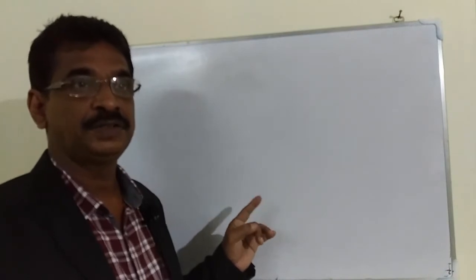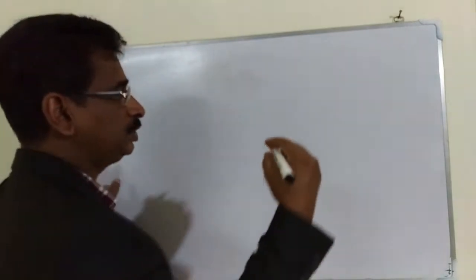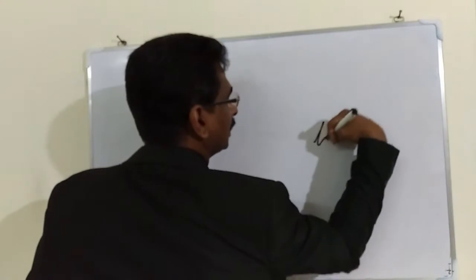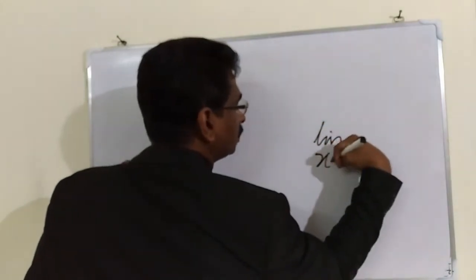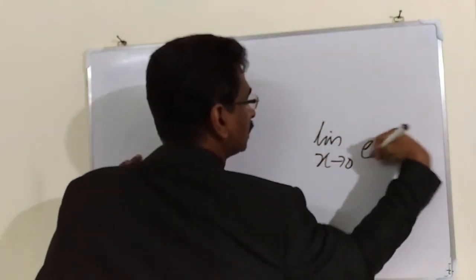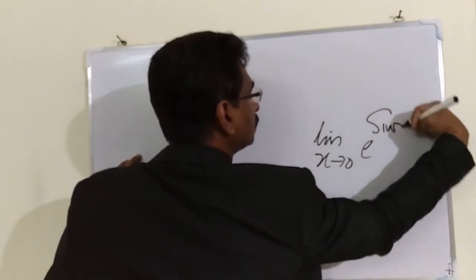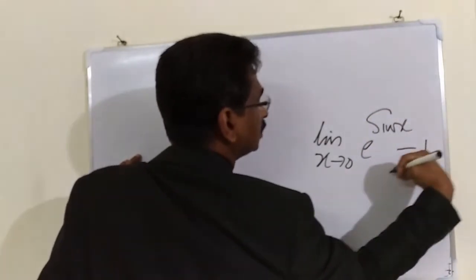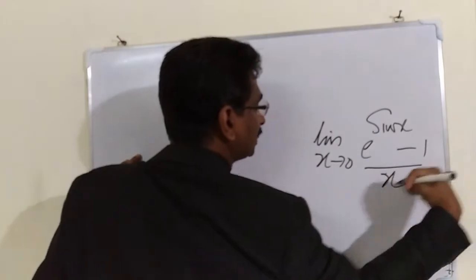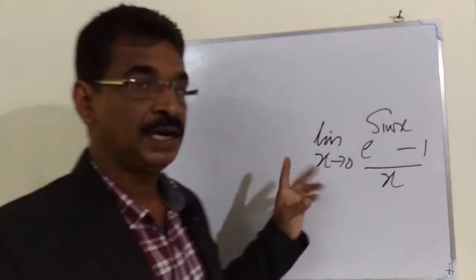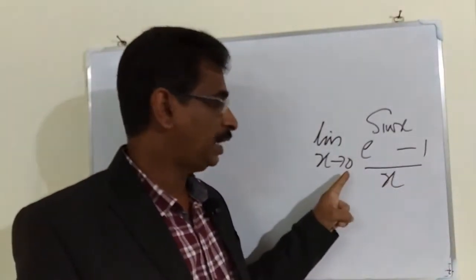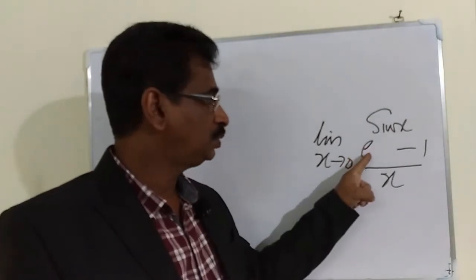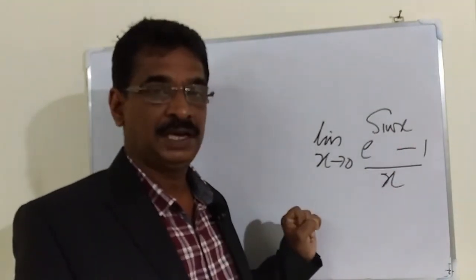We are going to find out the limit of another function. Limit x tends to 0 of (e raised to sin x minus 1) by x. How to find the limit of this function?